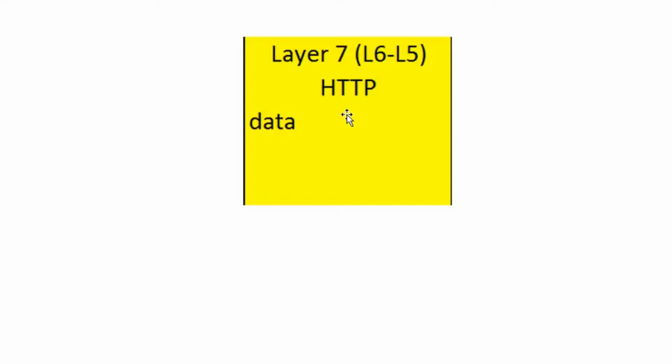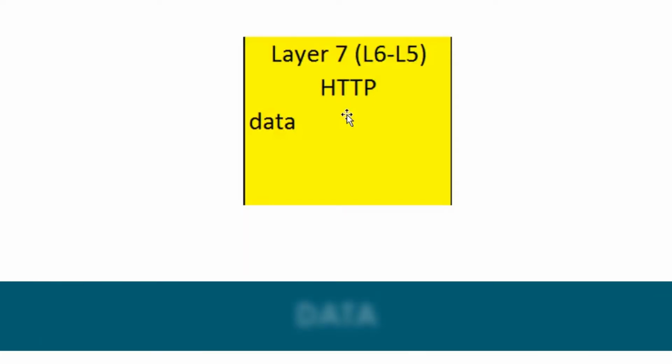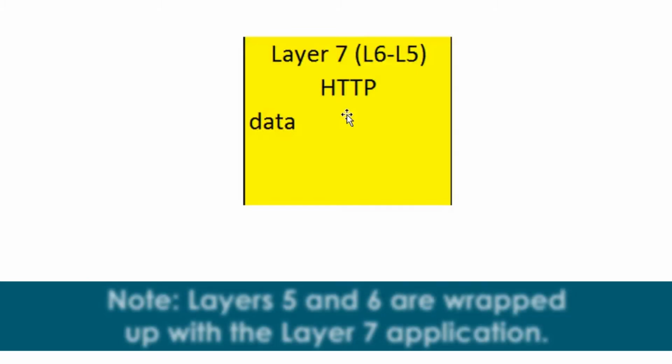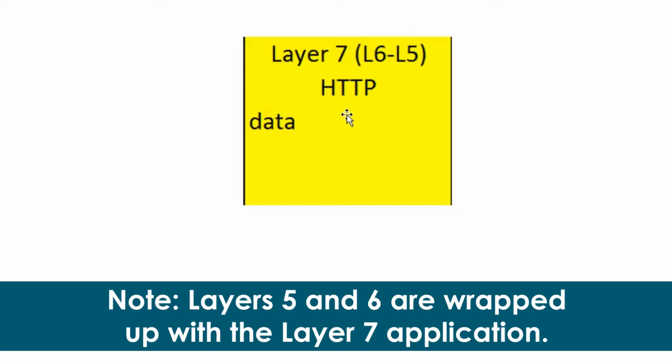The PDU for the initial information the source device creates is referred to as data. This can be all kinds of things. It can be requesting a file, sending a file, SSH information, sending a web page, etc. In this example, a request for a web page using HTTP will be used. Note that layers 5 and 6 are basically just wrapped up with the layer 7 application.